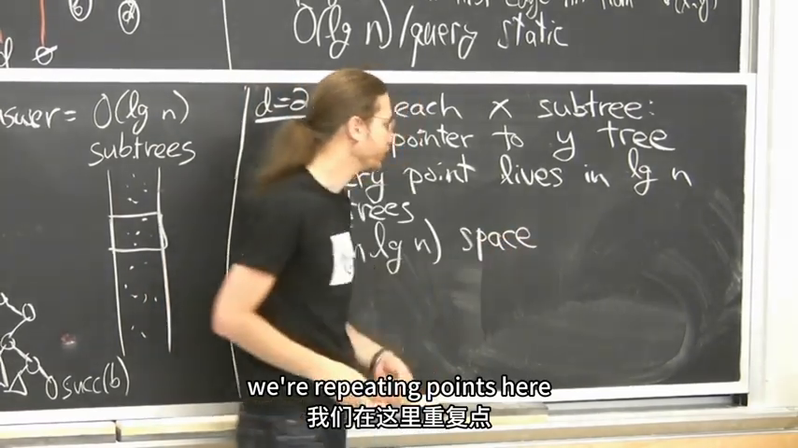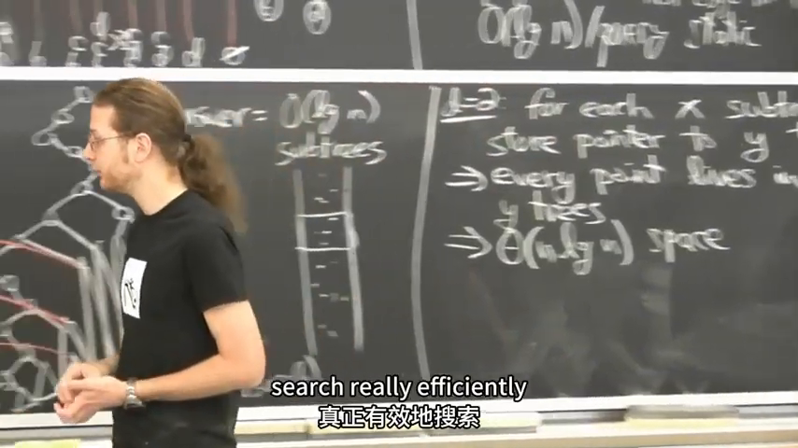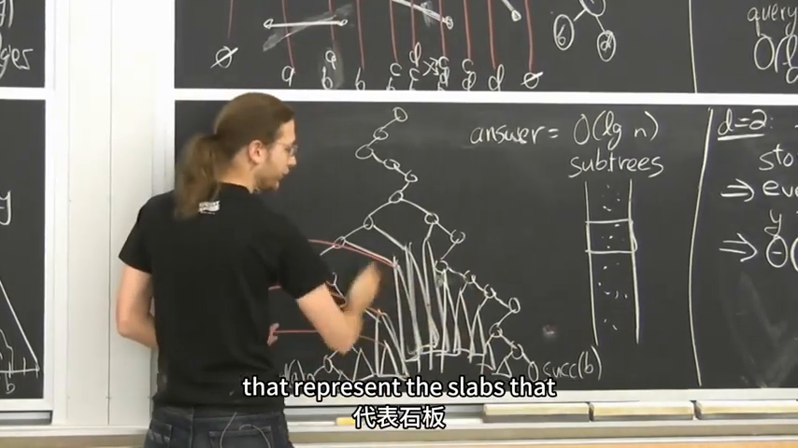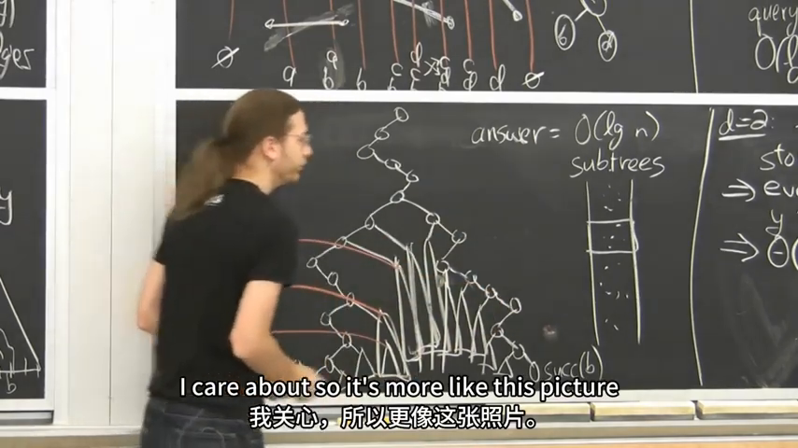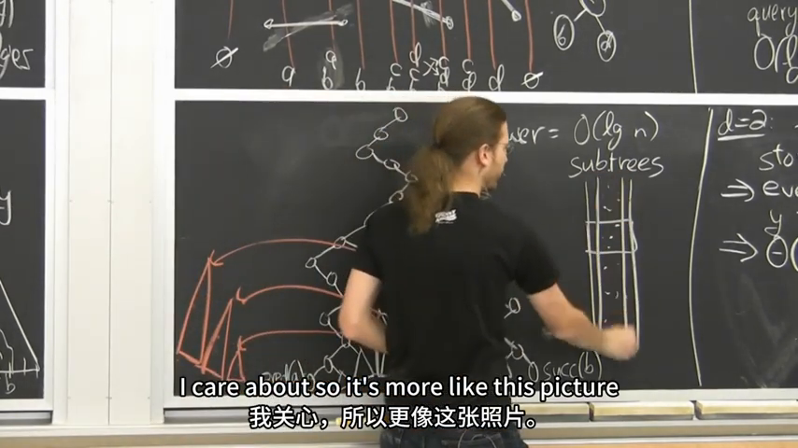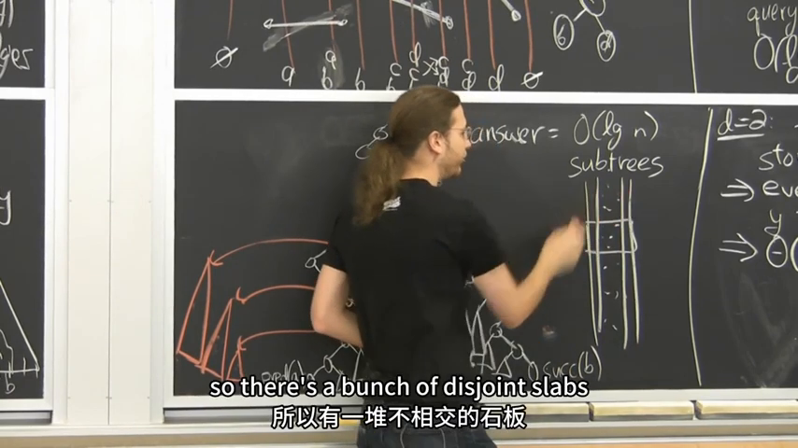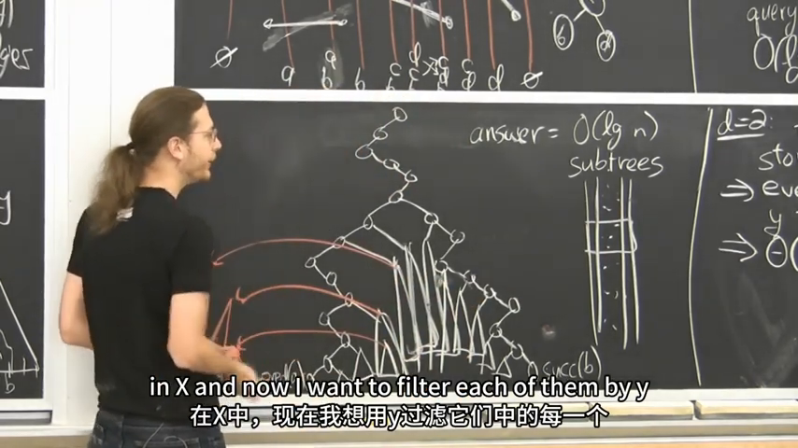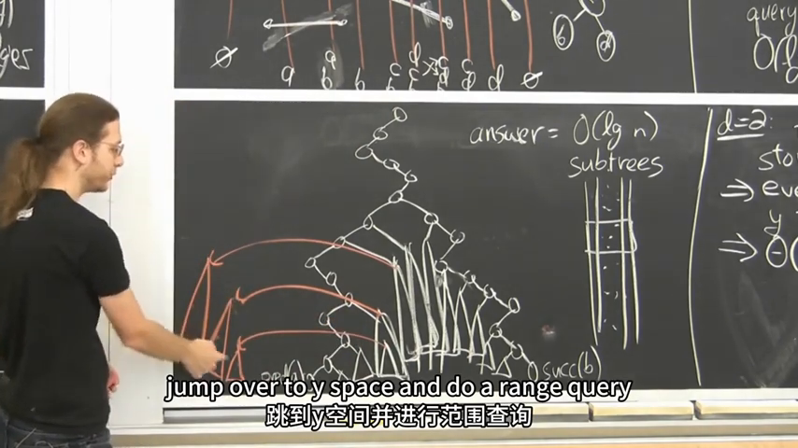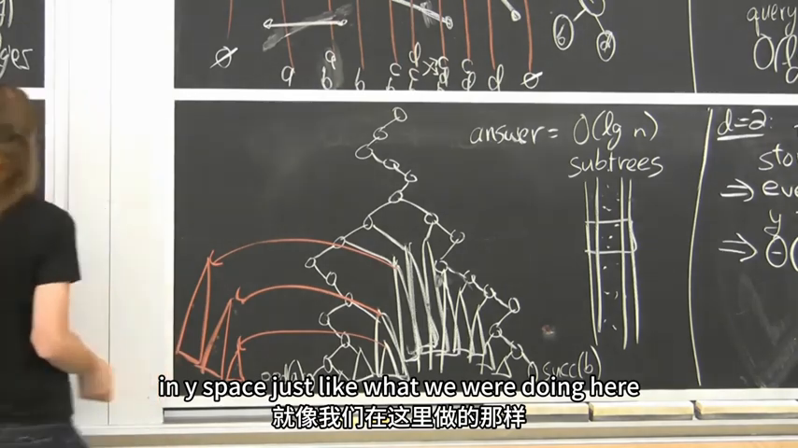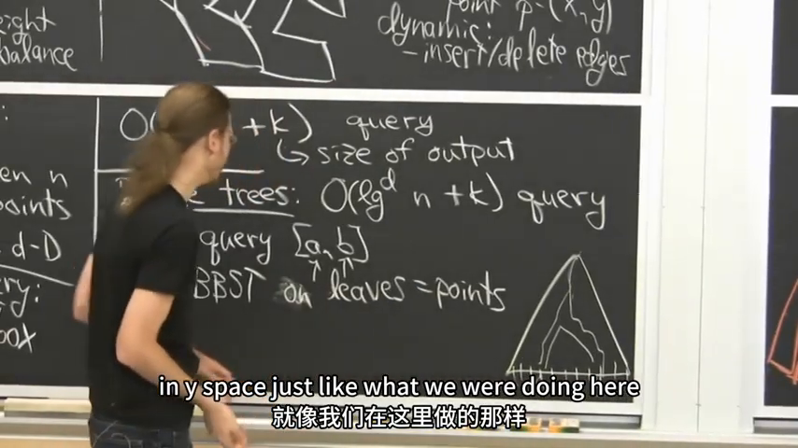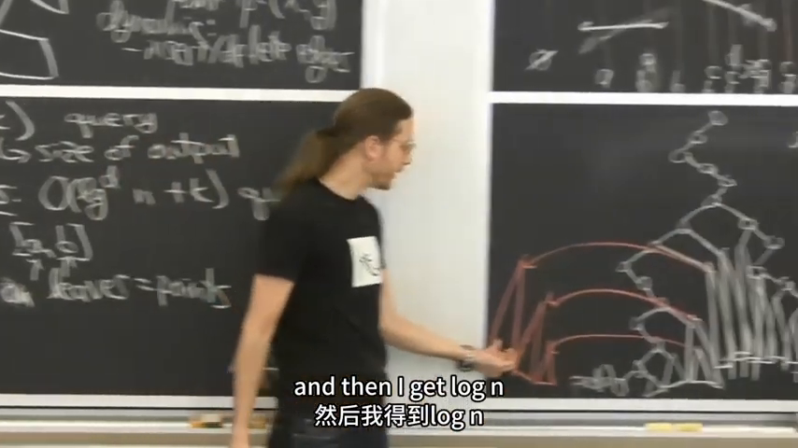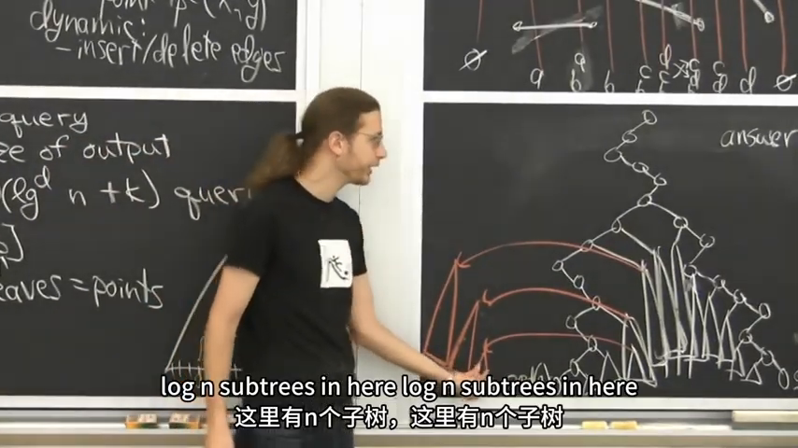We're repeating points here. But the good news is now I can do search really efficiently, well, log squared efficiently. I spend log time to find these x trees that represent the slabs that I care about. So it's more like this picture. There's a bunch of disjoint slabs which together contain my points in x. And now I want to filter each of them by y. So for each of them, I jump over to y space and do a range query in y space, just like what we were doing here. So search for A, search for B, but in y coordinate. And then I get log n subtrees in here, log n subtrees in here, log n subtrees in here.